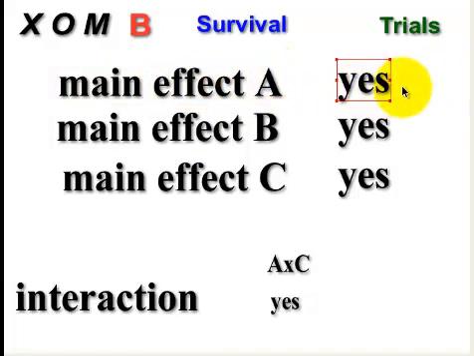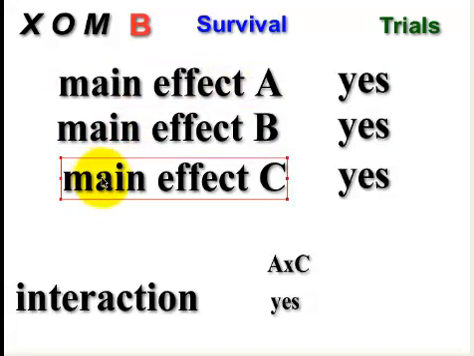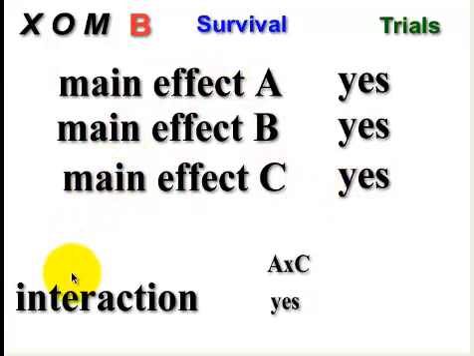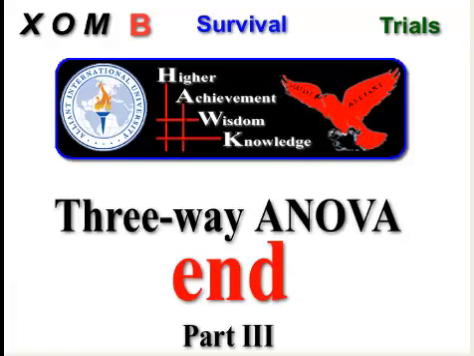So in a nutshell, the weapon makes a difference. The tactic makes a difference. Whether they go out alone or not makes a difference. And the only interaction is whether they go alone or not and which weapon they take. So that's what we're going to try to prove with our source table. And this is a good place to stop, so I'm just going to go ahead and stop it.